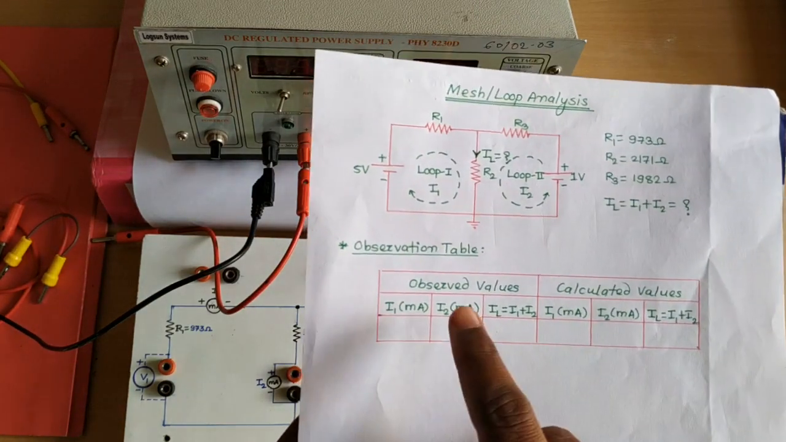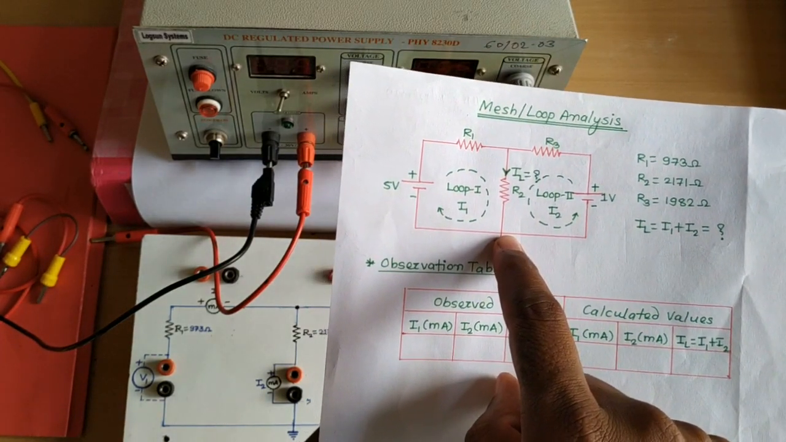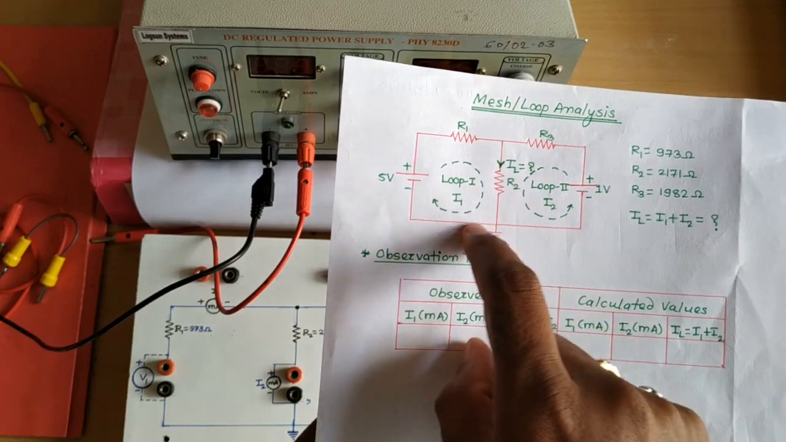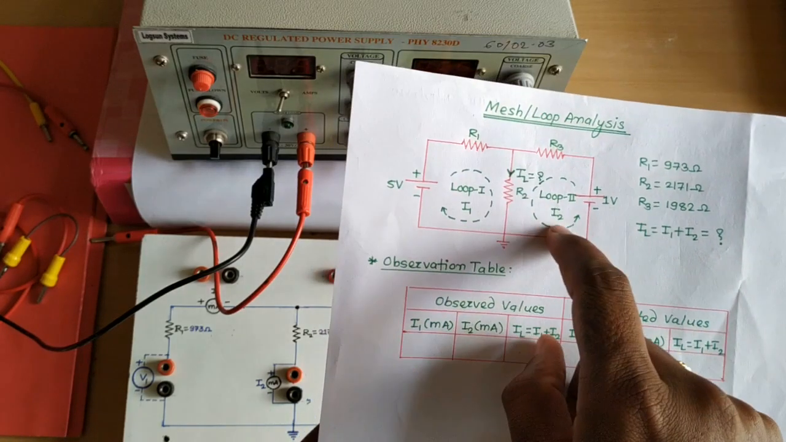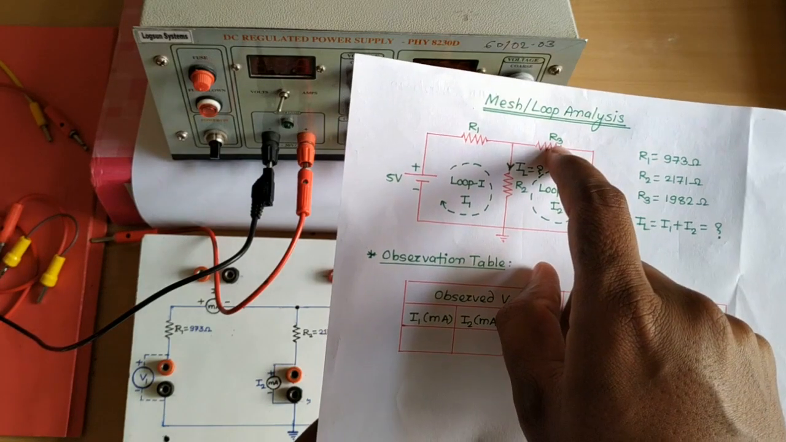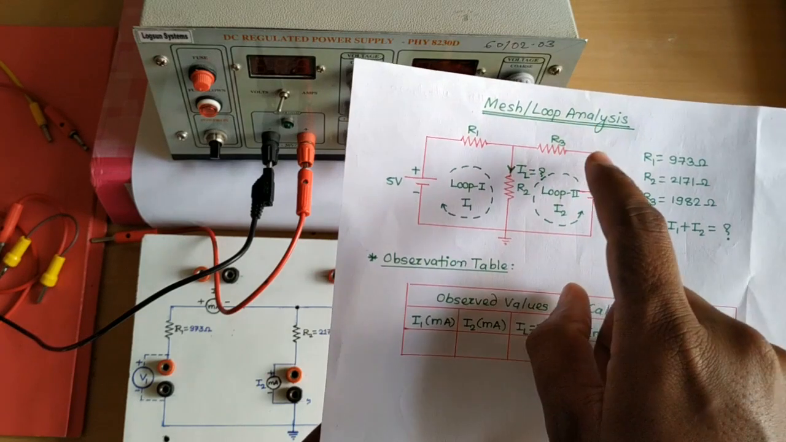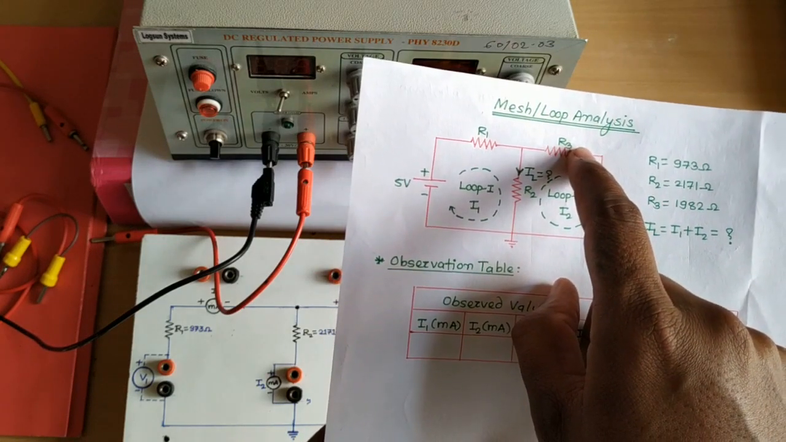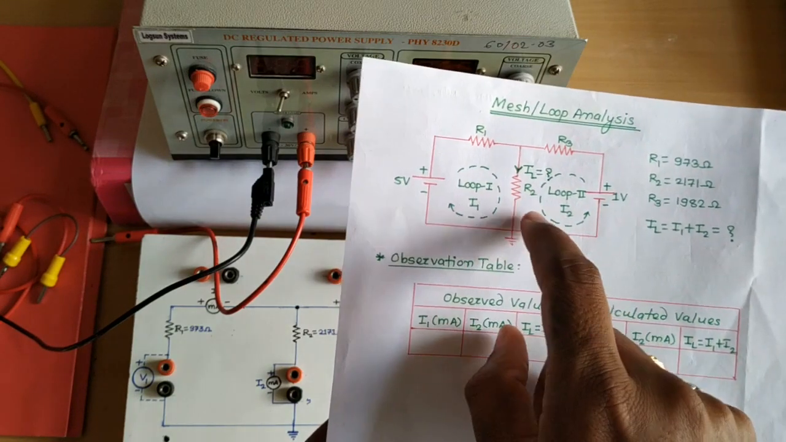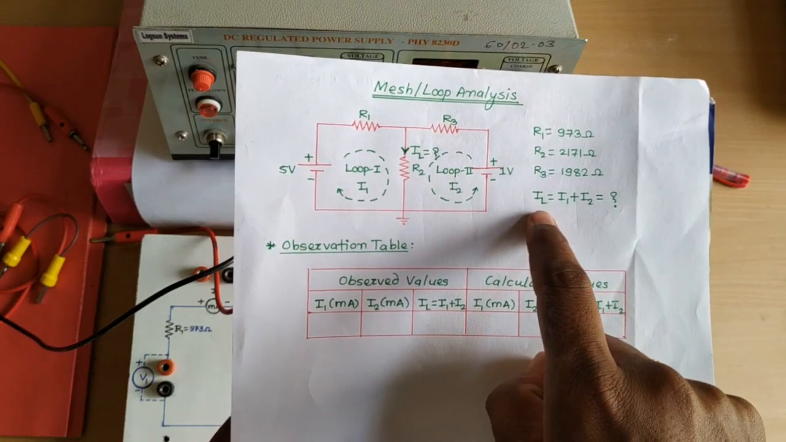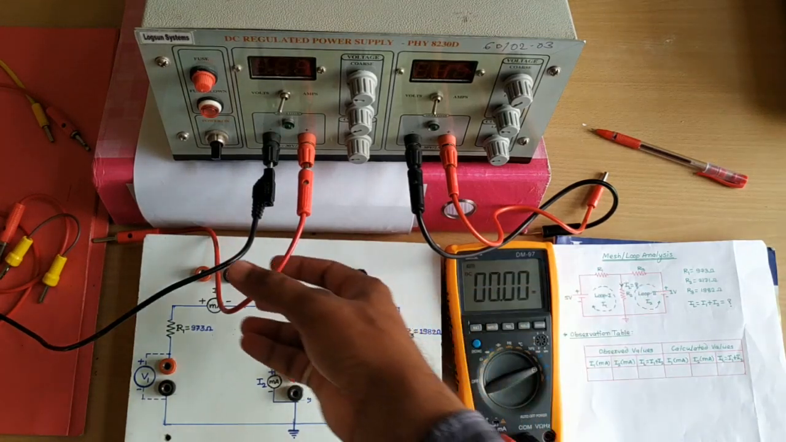What should be the process for the experiment? We will make the connections as per this circuit diagram, and then we will measure the loop current I1, which is flowing through R1, and the second loop current I2, which is flowing through R3. We will use ammeters in series with R1 and R3 and measure I1 and I2. These I1 and I2 are flowing through R2, so the load current will be I1 plus I2, which we have to calculate. So let us start with the connections.